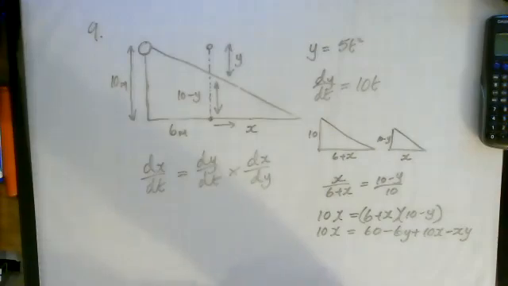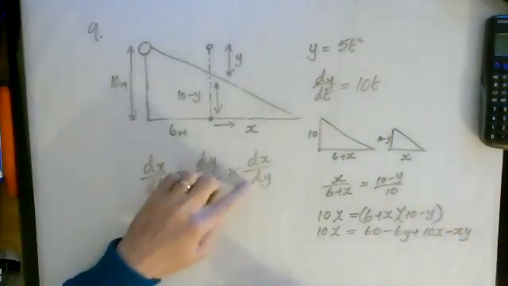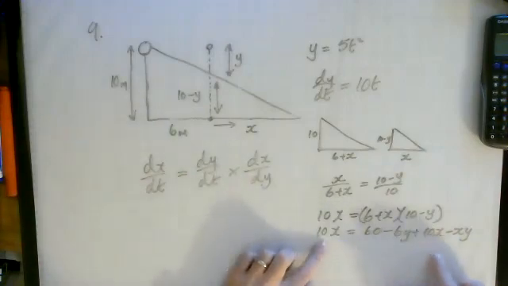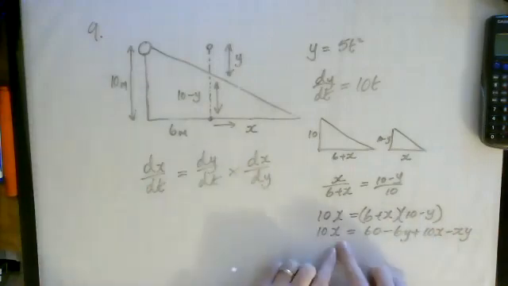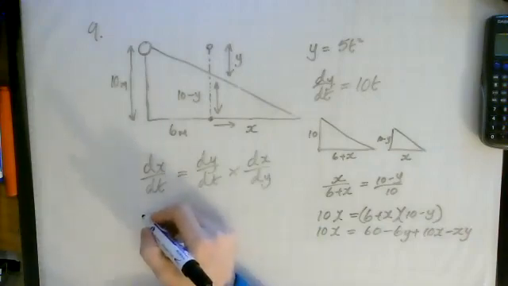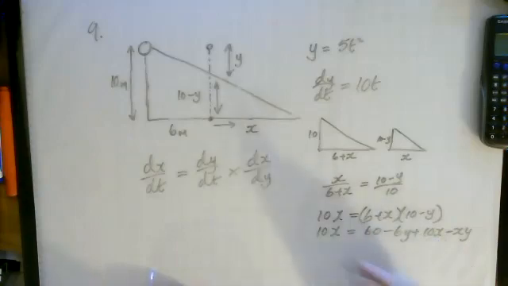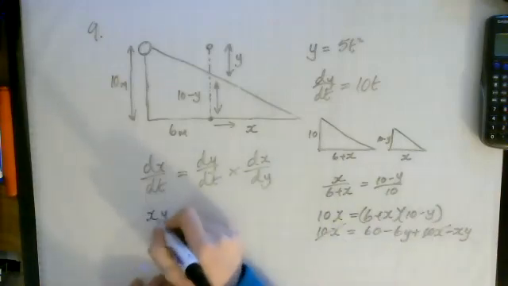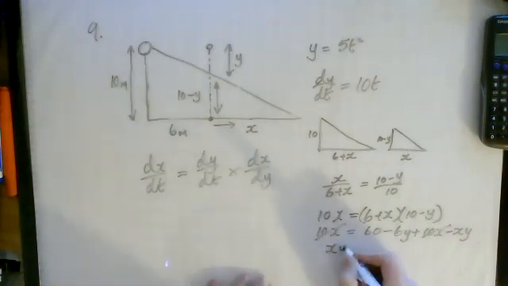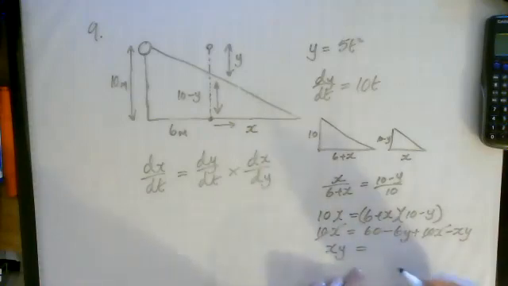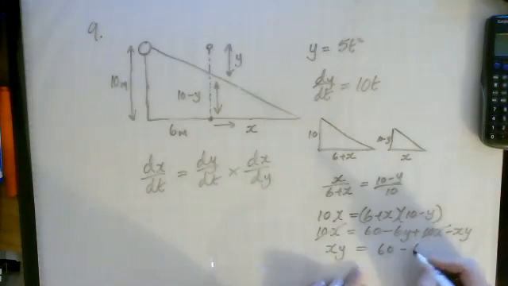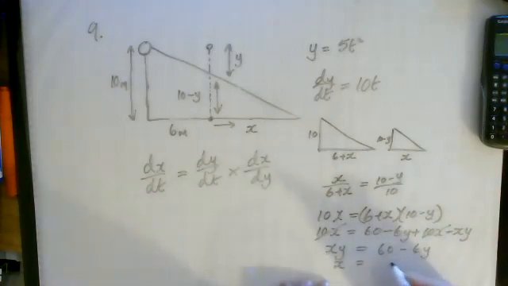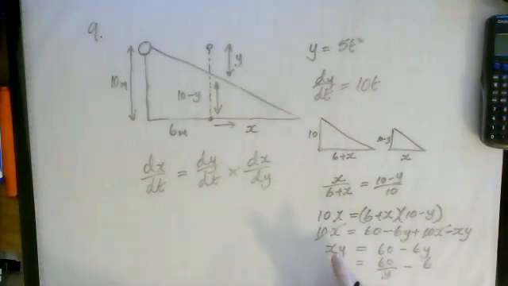Now, because we want dx/dy, we show x in terms of y. So 10x cancels on both sides, leaving xy equals 60 minus 6y. So x equals (60 minus 6y) over y, which is 60 over y minus 6.